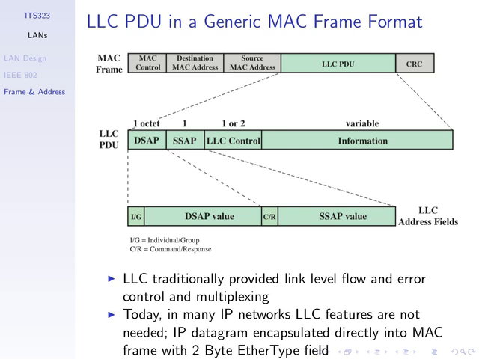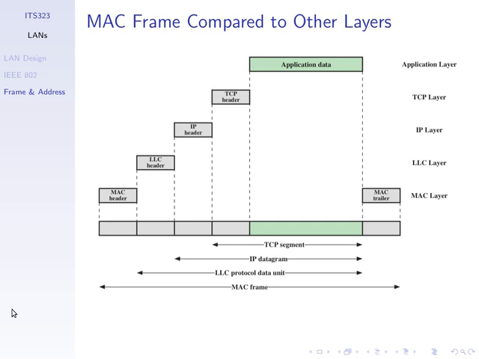But in fact, for most of our LANs used today, with logical link control we don't need all of this. We only need just one field, which we'll show shortly. So we're not going to go through all of these parts. Logical link control can be used, but in most networks today, when we use the internet protocol, we replace all of these with just one 2-byte value, which indicates what's inside this frame. What is inside our LLC protocol data unit? An IP datagram.